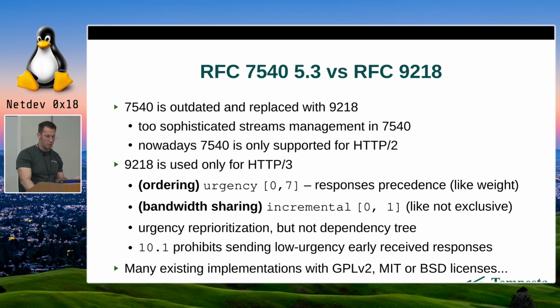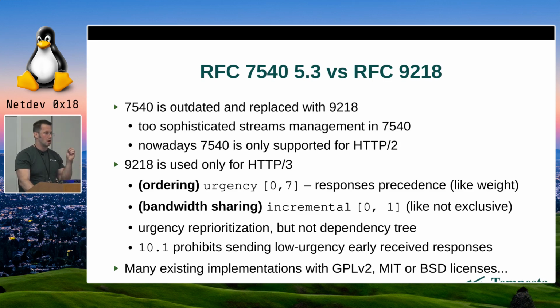Let's summarize the difference between the two RFCs which we have at the moment. RFC 7540 is outdated, but it's only used for HTTP/2. HTTP/3 doesn't use it. RFC 9218 is used only for HTTP/3, and it has a very similar implementation, but much simpler. There's no dependency tree. Urgency is just like weight, but if weight in HTTP/2 is about bandwidth sharing, in RFC 9218 urgency is about the order.